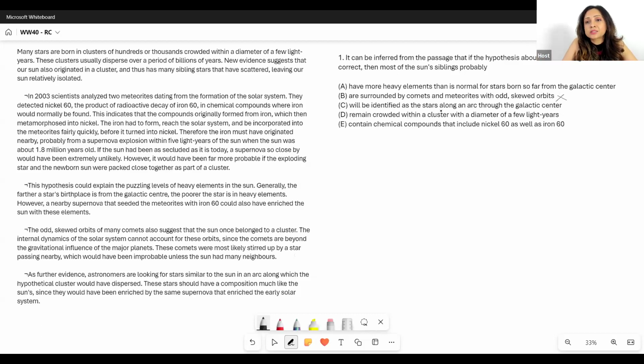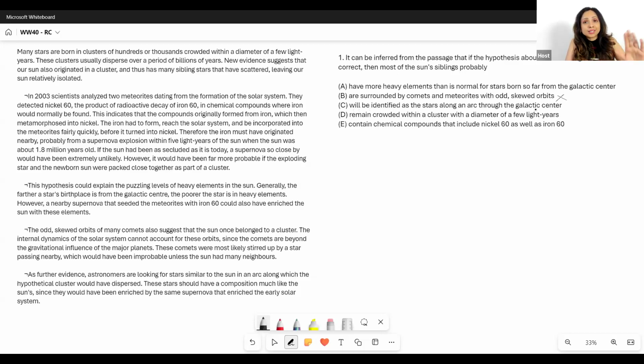Option C: will be identified as the stars along an arc through the galactic center. Now, it says through the galactic center. We are not given that the arc passes through the galactic center, right? We know that there is a particular arc, right?